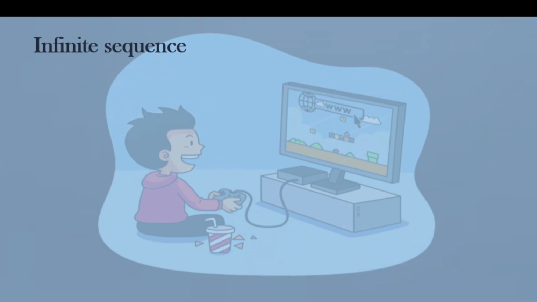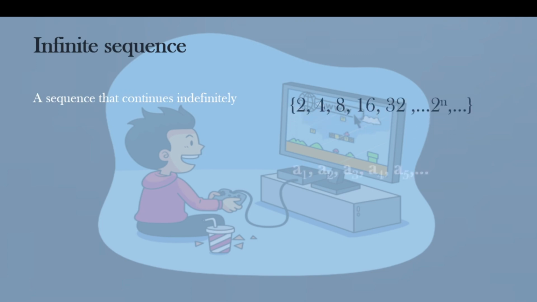Moving further, there is an infinite sequence that continues indefinitely, and this particular sequence can be written as: in sequences, the variable a with a number subscript is used to represent terms in a sequence and to indicate the position of the term in a sequence.